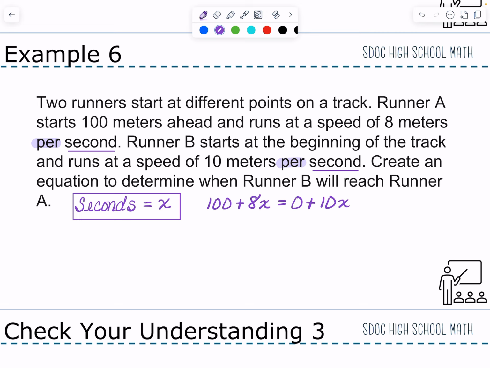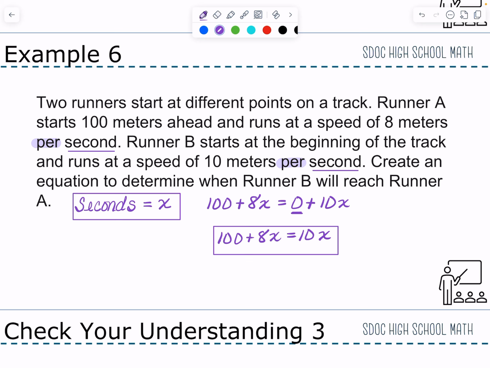Okay, so now when I look at this, I'm trying to say, can I simplify anything? Does this 0 here really matter? No, because 0 plus anything keeps it the same. So I have 100 plus 8x is equal to 10x. Okay? That 0 was just there kind of as a placeholder to remind me, what was I measuring? What did they start with? They started at 0 meters, okay? So now we've got these ones.